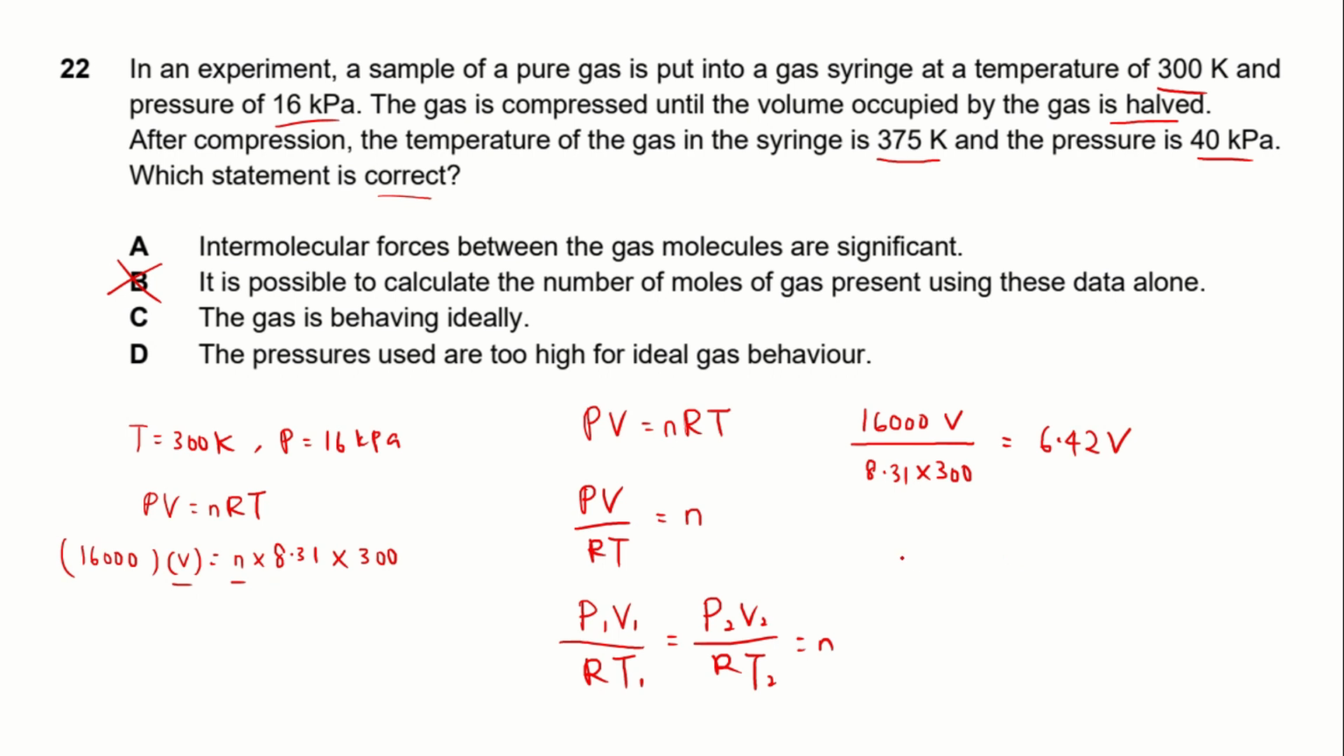This time P2 will be 40 kilopascal. Volume is half, so let's put it as 1 over 2V divided by R again, 8.31. This time the temperature is 375 Kelvin. I get the same value, 6.42V. So this gas is an ideal gas. Intermolecular forces between the gas molecules are not significant. A is incorrect. The pressures used are too high for ideal gas behavior, which is also incorrect for ideal gas. And the answer to this question is C.